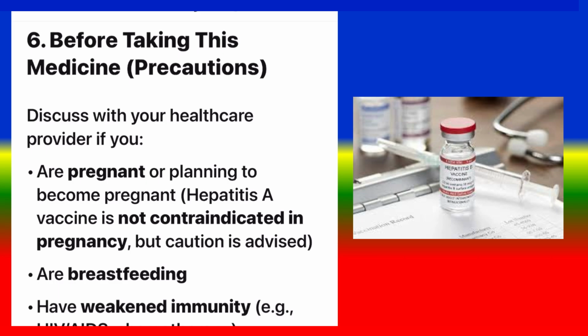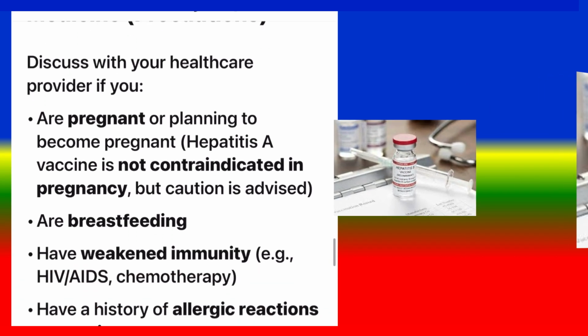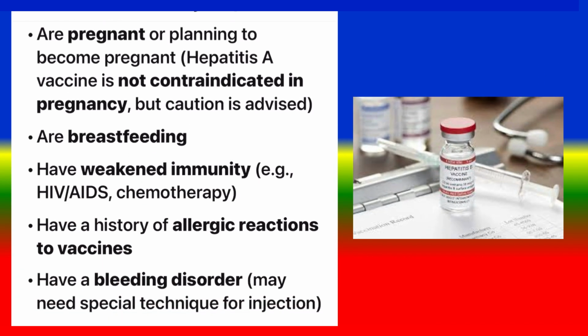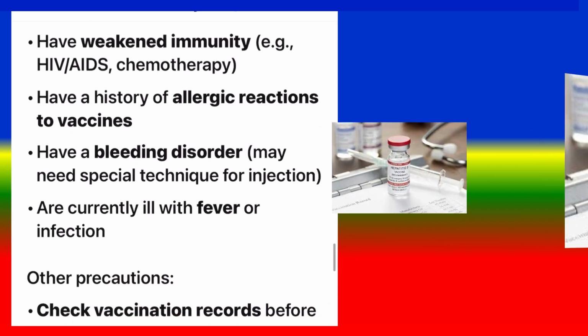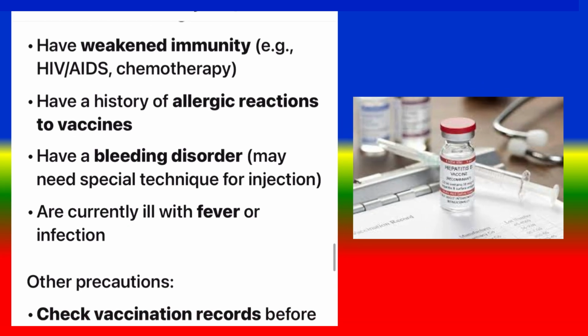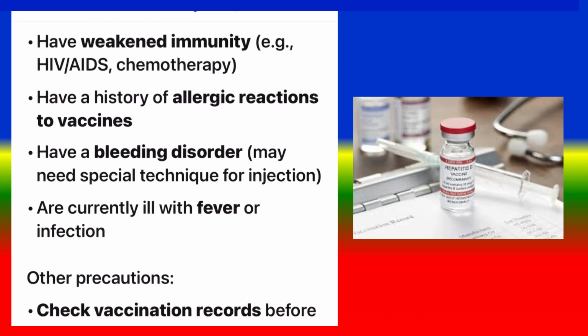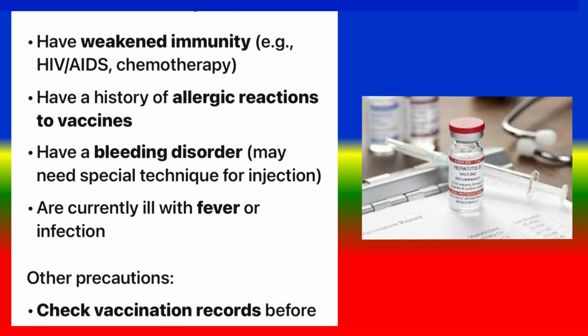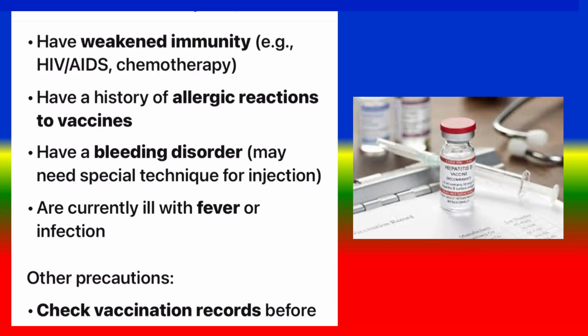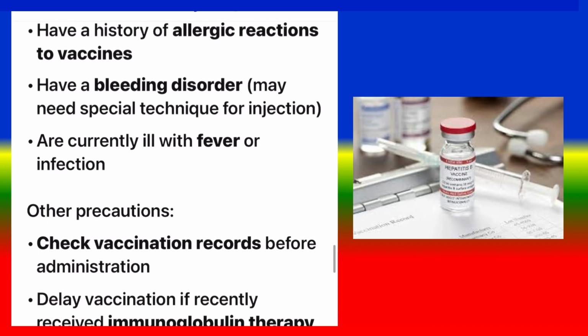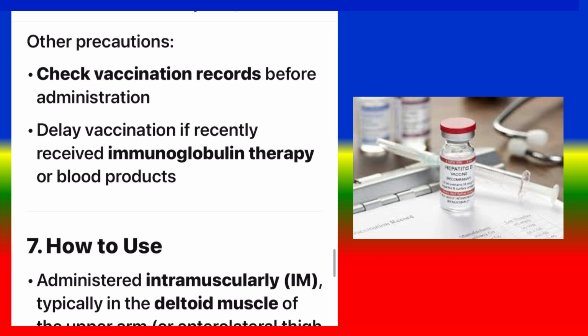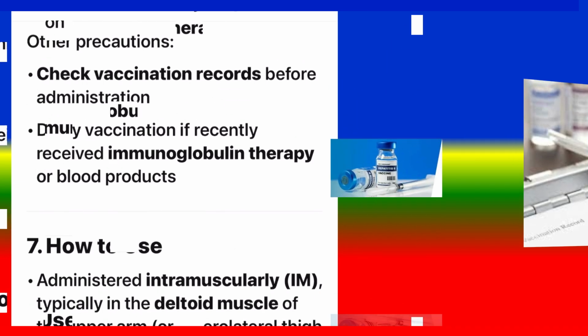6. Before taking this medicine, precautions. Discuss with your healthcare provider if you are pregnant or planning to become pregnant. Hepatitis A vaccine is not contraindicated in pregnancy, but caution is advised. Are breastfeeding. Have weakened immunity, e.g. HIV/AIDS, chemotherapy. Have a history of allergic reactions to vaccines. Have a bleeding disorder, may need special technique for injection. Are currently ill with fever or infection. Other precautions: check vaccination records before administration. Delay vaccination if recently received immunoglobulin therapy or blood products.